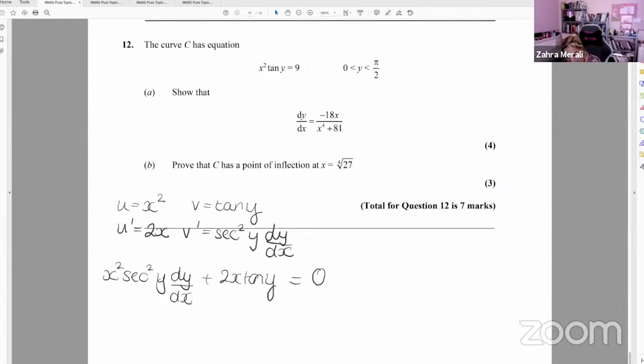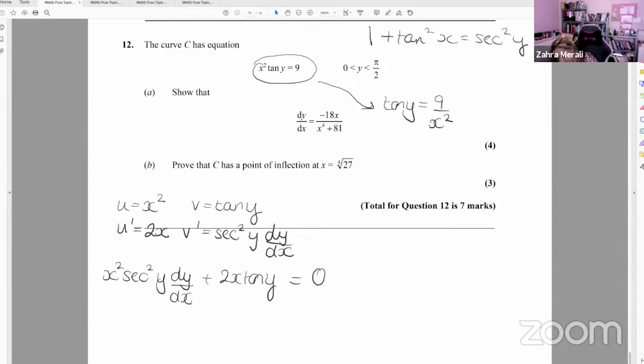We want to make... now if we notice there's no sec or tan inside this answer, so before we rearrange it, it's easier to sub stuff in. So again, we take this and we rearrange it. We know that tan y is going to be 9 over x squared. We know our trig identity, so we know 1 plus tan squared is sec squared. Oh, we're doing y, so let's put y.